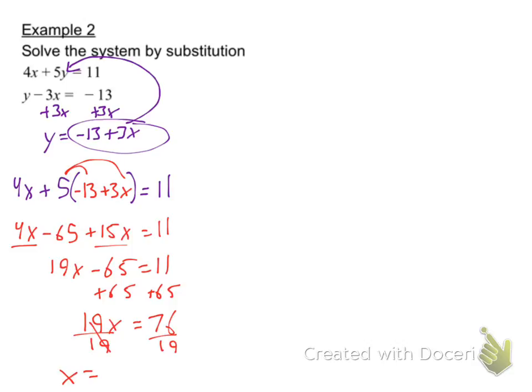X equals 4. And then, of course, where am I placing this? That's for x. I'm going to take the x and place it. Could I place it here? Yes, it'll work. Could I place it here? Will that work? Sure. Yes.